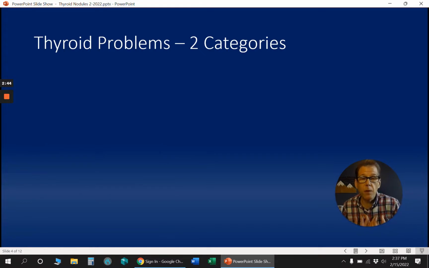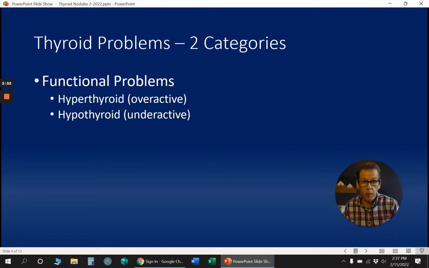Now, for me, when I think about thyroid problems, I like to break them into two discrete categories. So we can see functional problems. This is where the gland might be overactive or underactive. And functional problems are where we think about most of the systemic symptoms of thyroid issues. So underactive thyroid can cause things like feeling tired, cold, constipated, muscle pain, dry skin, hair loss. Overactive thyroid might cause heart racing, shakiness, sweating too much, feeling anxious or jittery, hot all the time, unexplained weight loss.